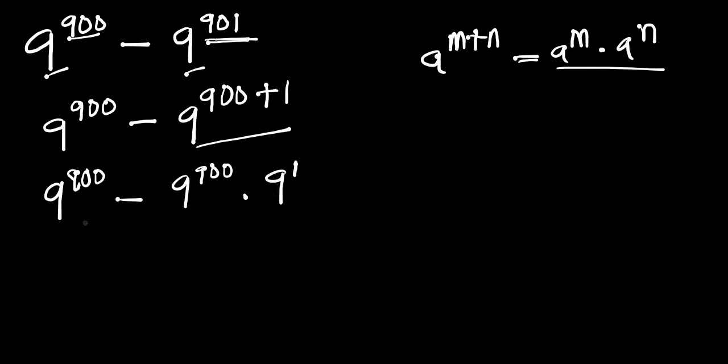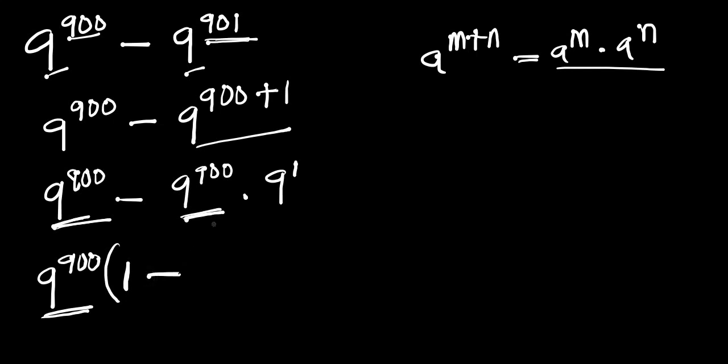So right now we have 9 to the power of 900 here, and we have 9 to the power of 900 here. They are simply the same, so we can factor that out. So we bring out 9 to the power of 900. And what we have here is, if you divide 9 to the power of 900 by 9 to the power of 900, you are going to have 1. Then we have minus, if you divide what we have here, 9 to the power of 900 times 9 to the power of 1 by 9 to the power of 900, you are simply going to have 9 to the power of 1.